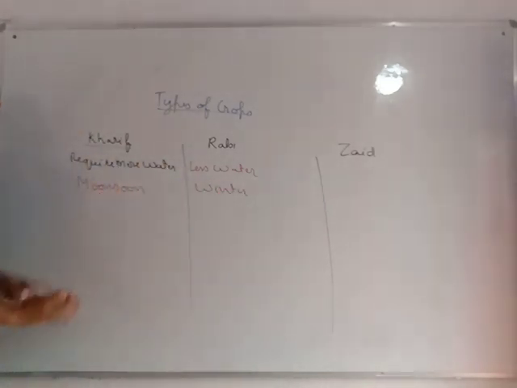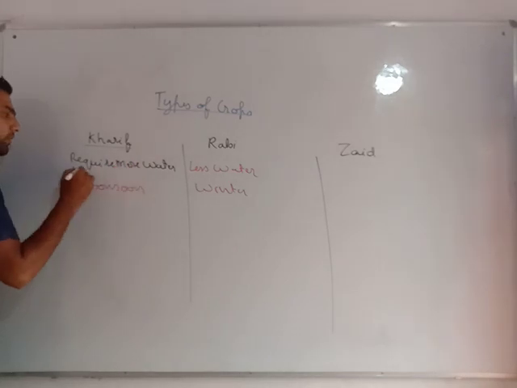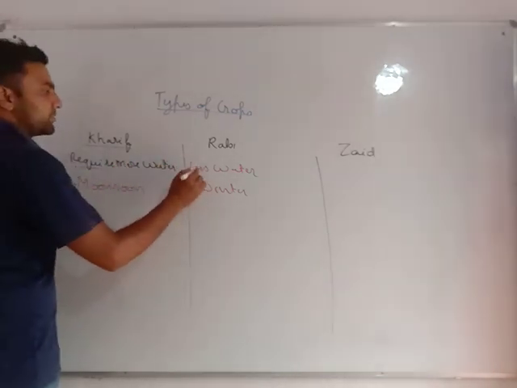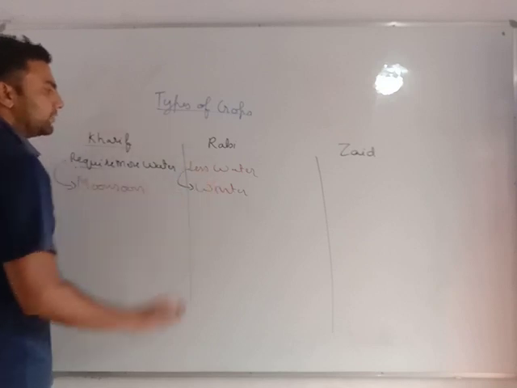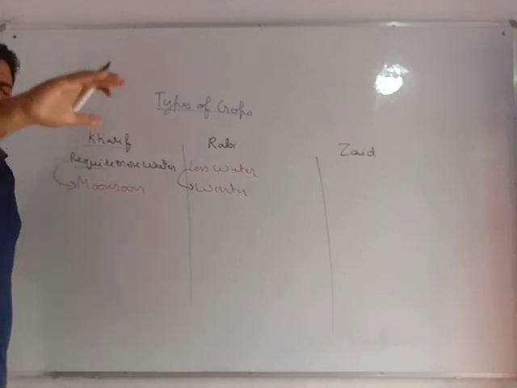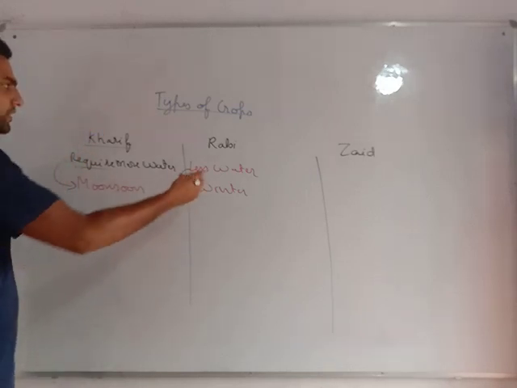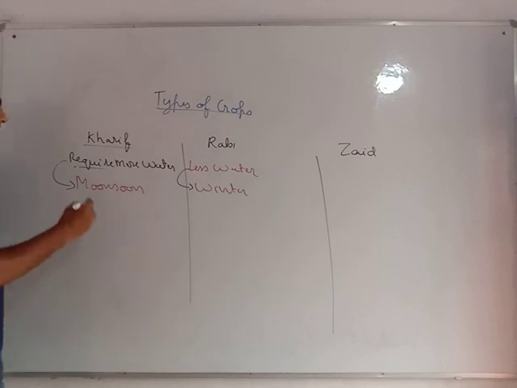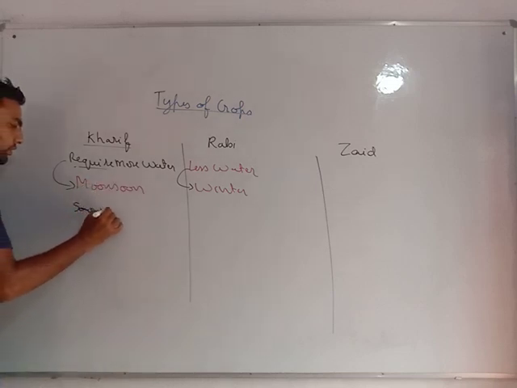As soon as the Kharif crop has been taken out from the field, Rabi crops are being sown. Very important: Kharif crops require more water, that's why we are growing them in monsoon, and Rabi crops require less water, so we are growing them in winter, because in winter there are no rains in our country. There are rains at a few places, especially in the coastal areas, so we don't need to consider that.